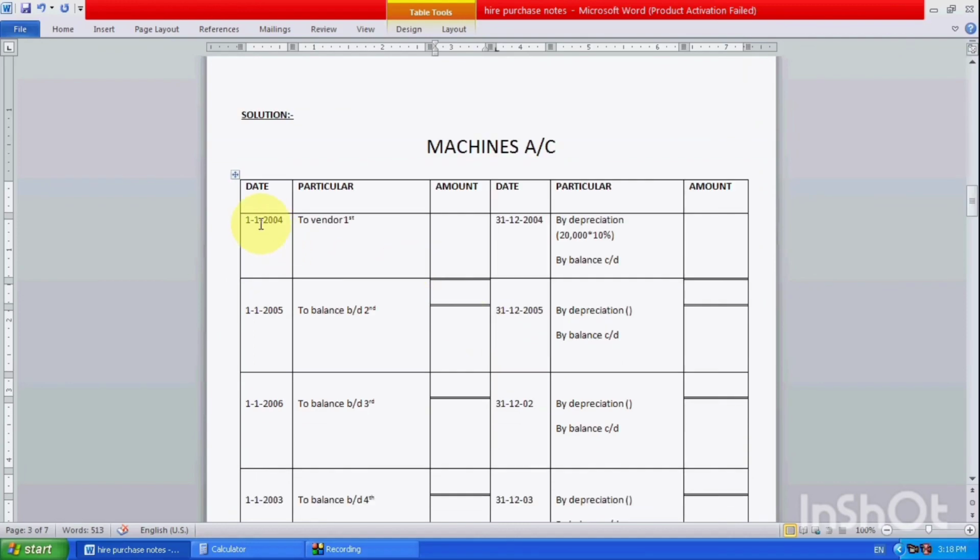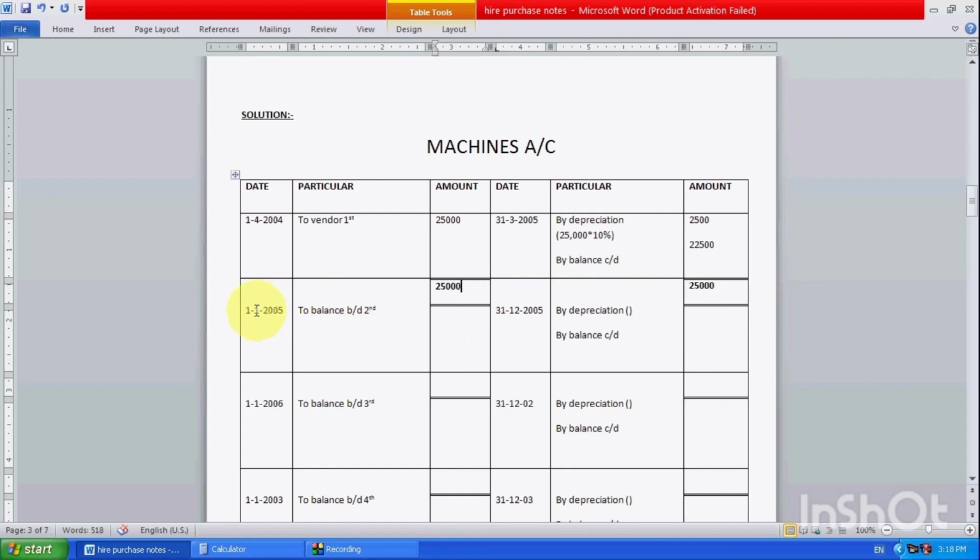Sorry, let's make it 1st April 2004, 25,000. Now here 31st March. I'm taking it year by year to make the question and answer small. So 31st March 2005. By depreciation, first write here, this is for the old: 25,000 into 10%, 2,500. Now by balance carry down 22,500. The overall ledger balance is 25,000 on the credit side and the debit side also.